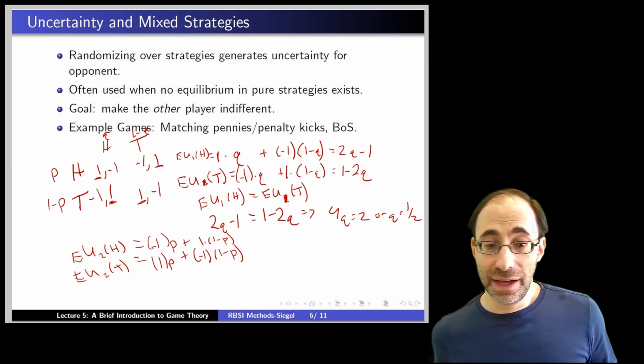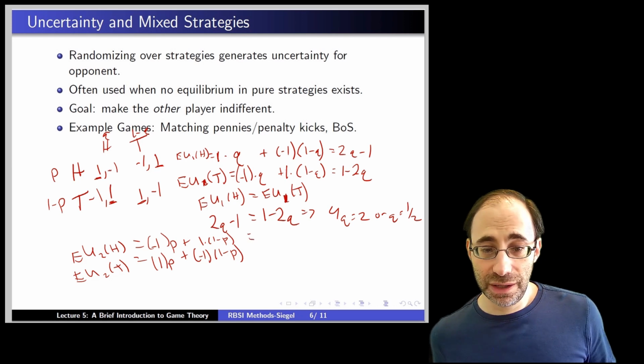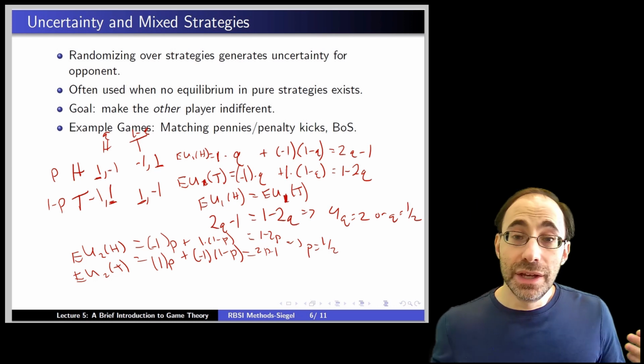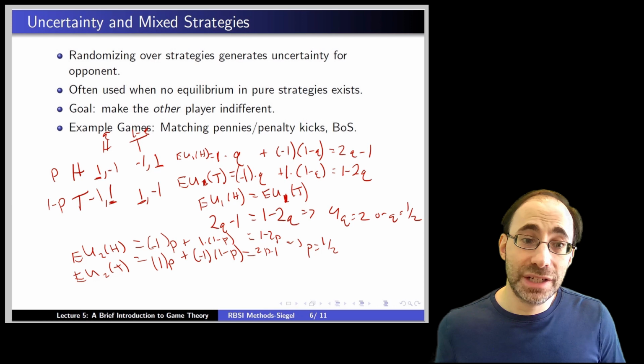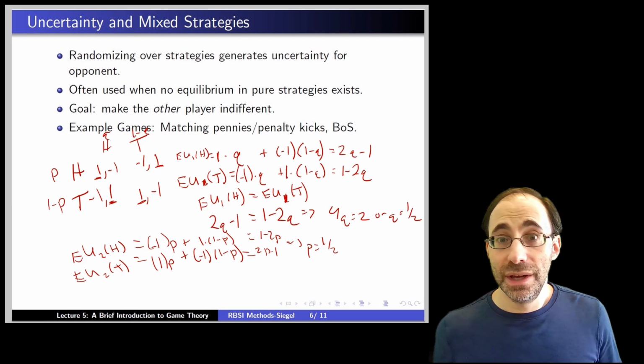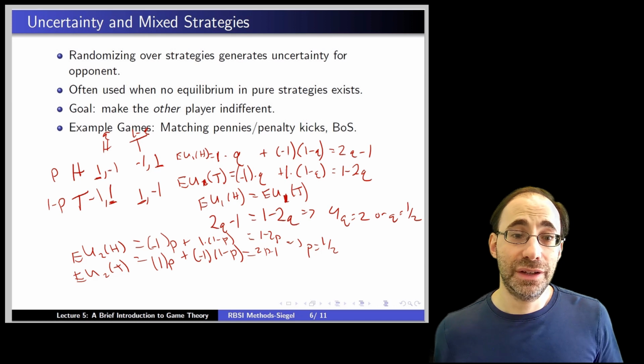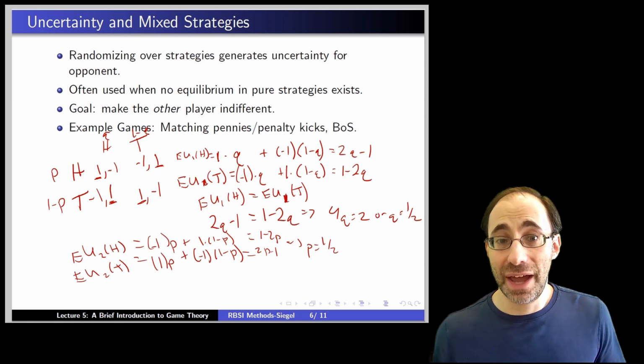Once we do that, we can again simplify. This over here is 1 minus 2P. This is 2P minus 1. And again, you get P equals a half. It's the same equation because they're the same player in this case. So what we learned here is that player 1 and player 2, to make the other player indifferent, both must play their heads and tails each with probability 1 half.